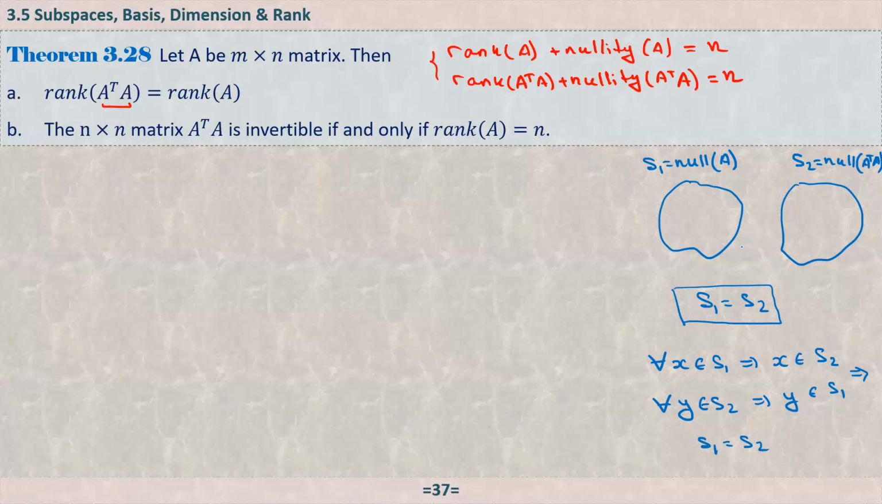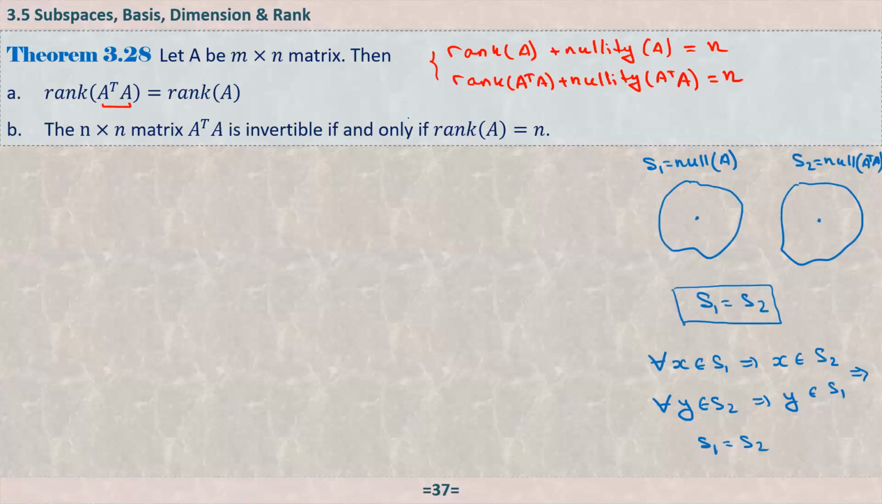Because if you pick anything from here, that thing exists here. And if you pick anything here, that thing exists here. What does it mean? It means that these two sets are exactly the same. Okay, since A transpose A is n by n, it has the same number of columns as A.